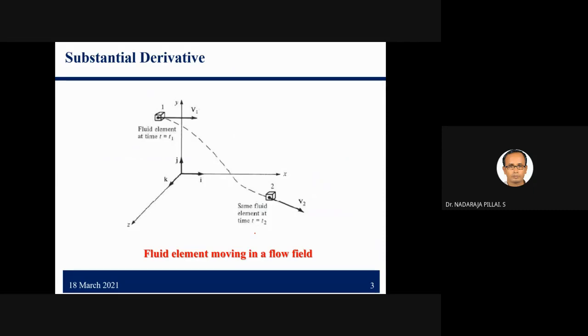So let us consider there is a fluid element. We know this is a fluid element, and it is moving through a flow field. Say at time t1 it is at this particular location, and at time t2 it moved to another location. So we can say that there is a change in velocity, a change in location, and a change in the fluid element with respect to space and time. That is our discussion in the substantial derivative.